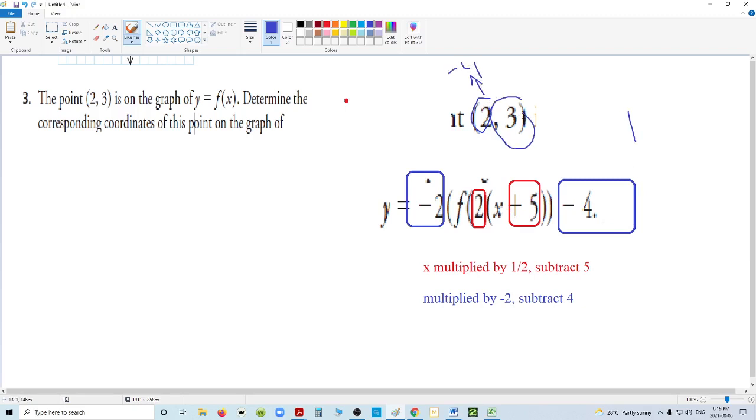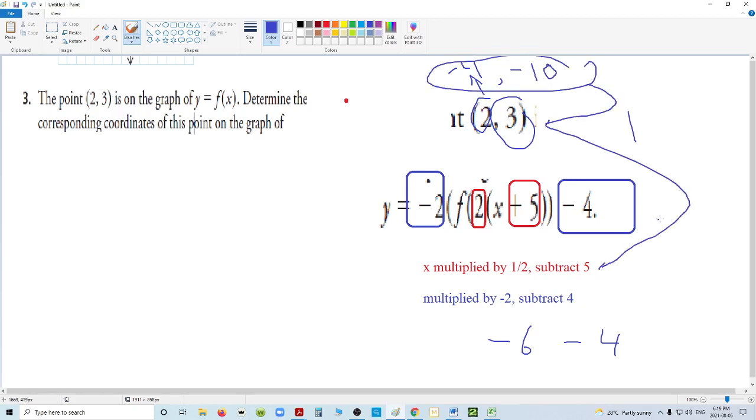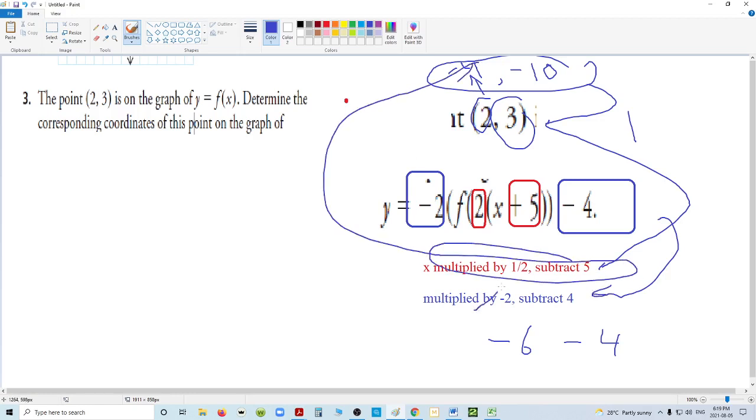Now I take this 3 and I follow these rules. I multiply by -2. What's 3 times -2? It's -6. And then when I subtract 4, I get -10. So I get -4 comma -10 is the new point on this graph. And you can see once you figure out the rules, you can just directly apply that to your x and your y coordinates to figure out your new x, y coordinates.